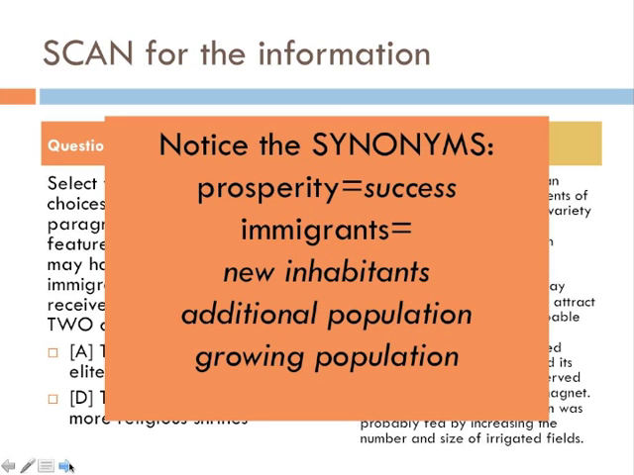So, notice once again how the synonyms played a part. In this case, the word prosperity was linked or similar to the idea of success. We also notice that the word immigrants was not repeated throughout the text, but actually rephrased in several different ways. If you're an immigrant, you're new to the area, you're an additional population, and of course you add to the population by growing. So notice in this case we didn't repeat the word immigrants, we used similar words to rephrase that idea.